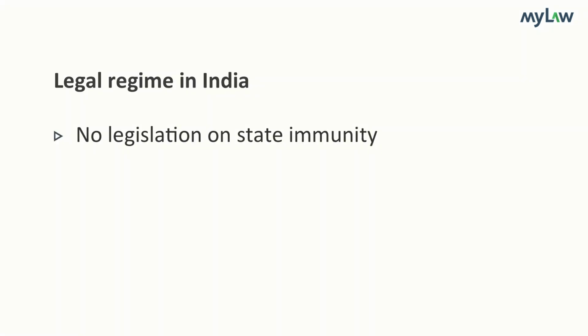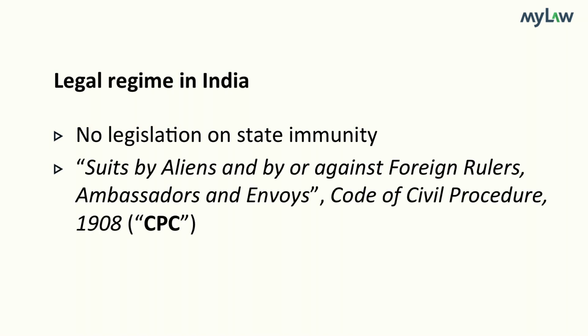Let's look at how the various aspects of this doctrine are applied in India. India, unlike England, the US and other common law countries, does not have a comprehensive immunity legislation. However, a chapter entitled Suits by Aliens and by or against foreign rulers, ambassadors and envoys in the Code of Civil Procedure 1908 deals with suits against a foreign state in India.